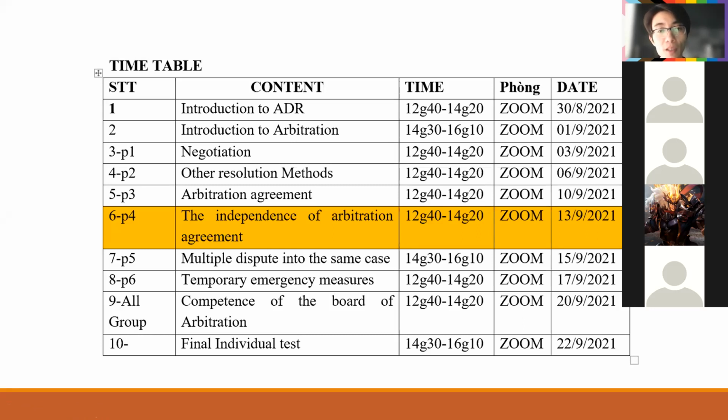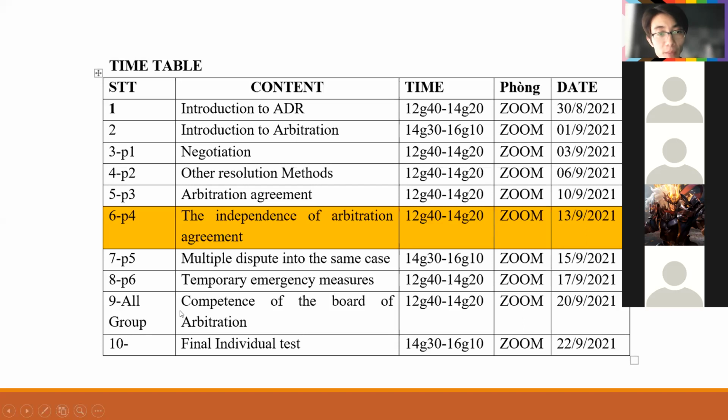The second characteristic I want you to know is the independence of the arbitration agreement. So whether the contract is valid or invalid, the arbitration clause will be independent. The main purpose is to define the jurisdiction for the arbitration center. Next, multiple disputes in the same case. That means they want to regroup the same disputes to resolve them in one case in order to save time.